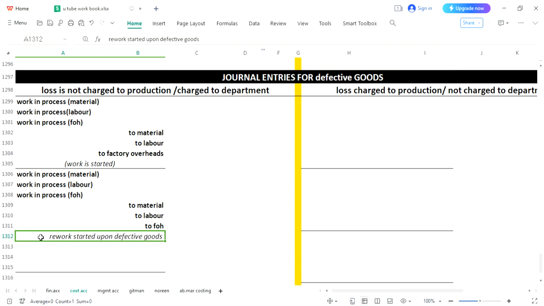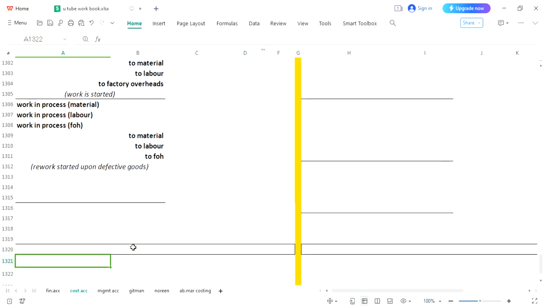And why are we doing rework? Because the damage is not that serious, damage is not that severe, so we will put a little effort and will be able to make these products again as A pair. Second entry completed, and for the third entry you don't have to do anything new. It means the same journal entry we will be making for the third. Let me know what was your third entry.